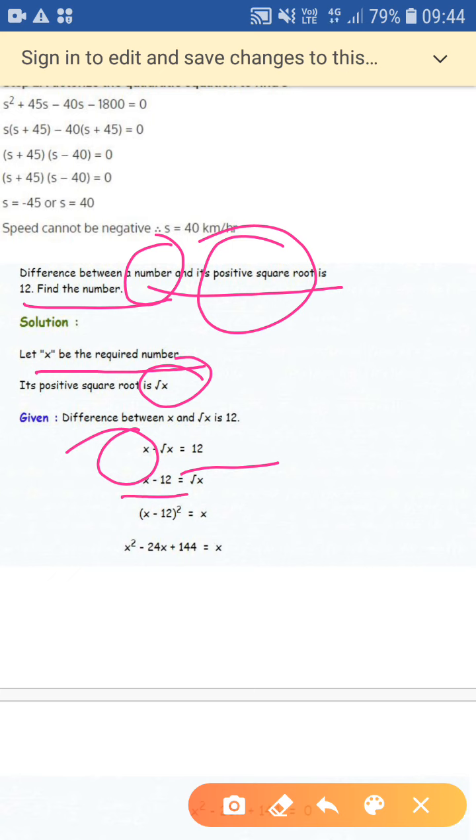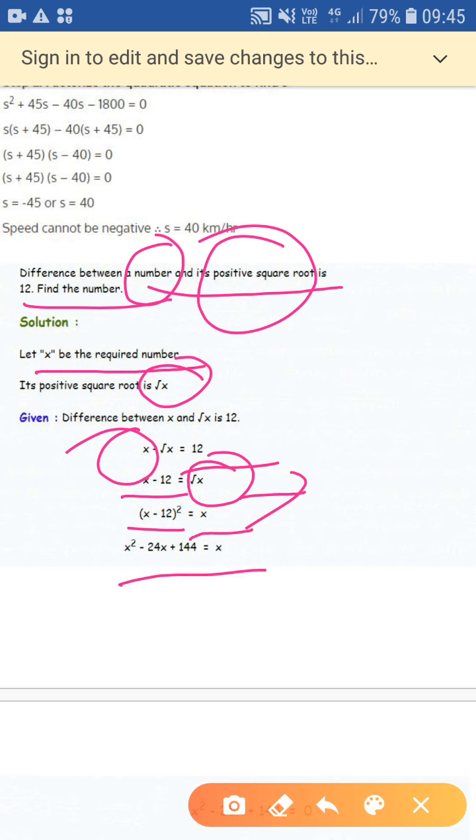x minus 12 equals root x. The technique is to place this root term on the right hand side to separate it, and x minus 12 on the one side. This is the technique. And then how do you remove the root? By squaring. So we have the squaring method: x minus 12 squared on both sides is equal to root x into root x, which gives x.